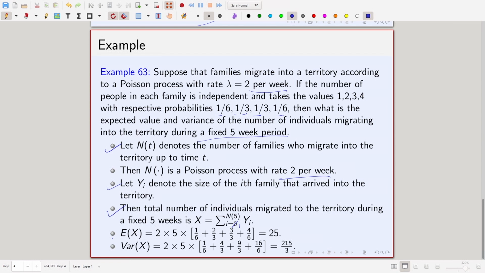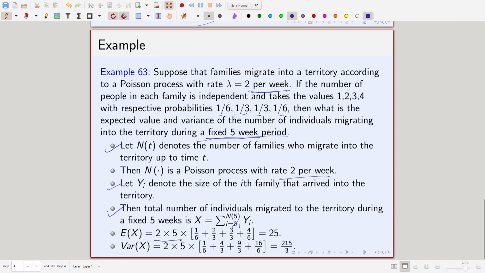Now, you already know how to find expectation and variance of compound Poisson processes. So, expectation of X_t is lambda t times expectation of Y_1, and variance of X_t is lambda t times expectation of Y_1 squared. Here t is equal to 5 because the rate of arrival is 2 per week and you are asked for a 5-week period.